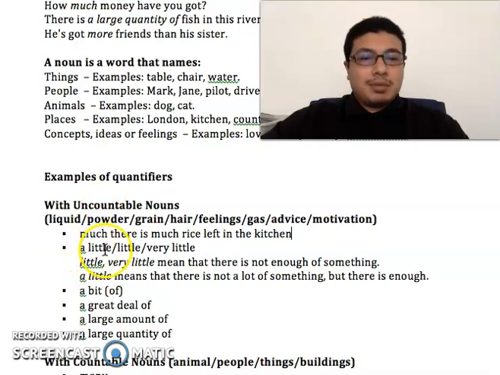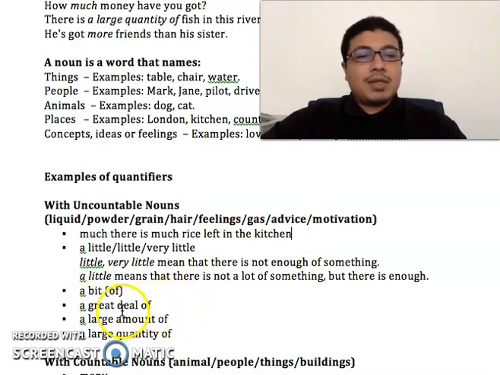There is a little rice left in the kitchen. Little means that there is not enough of something. A little means that there is not a lot of something, but there is enough. So that is the difference between little and a little. There is a little rice left, there is little rice left. A bit. I'm going to give you a bit of advice.